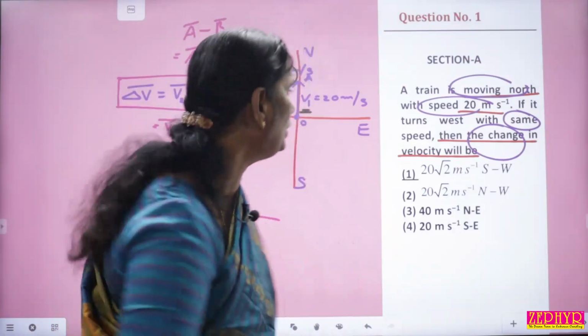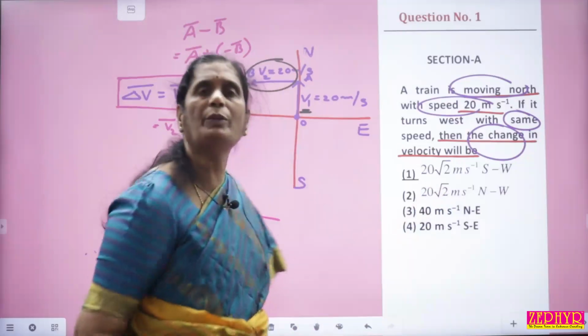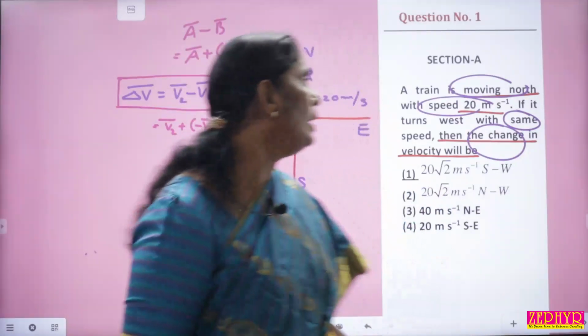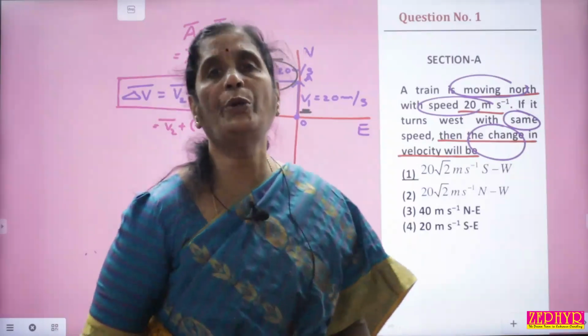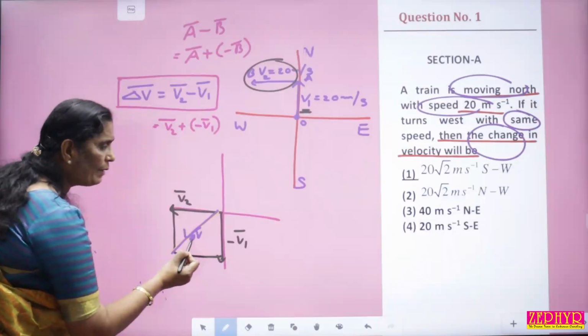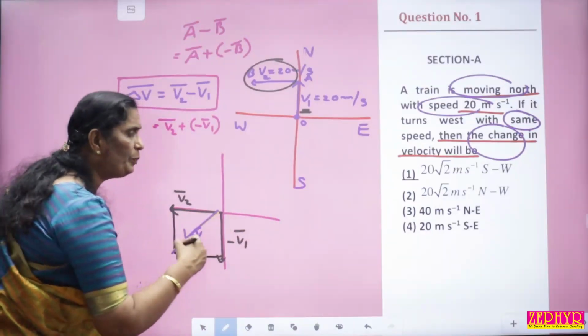So we want the magnitude, and we want to know the direction. In this way, see how to draw the diagram. The complete answer depends on how you draw the diagram. Yes. So now we want delta V, first from the magnitude point of view.